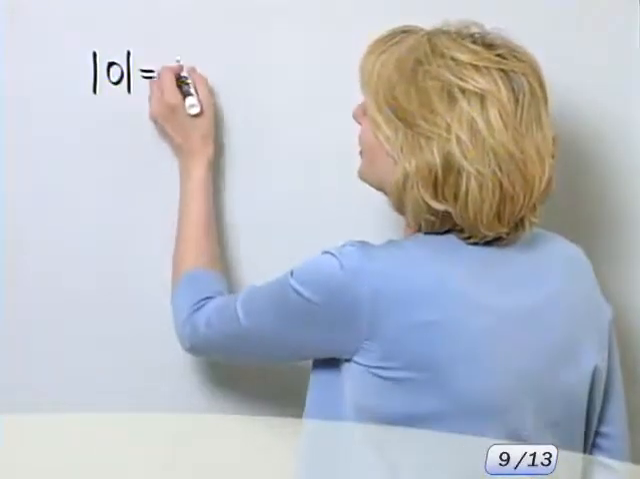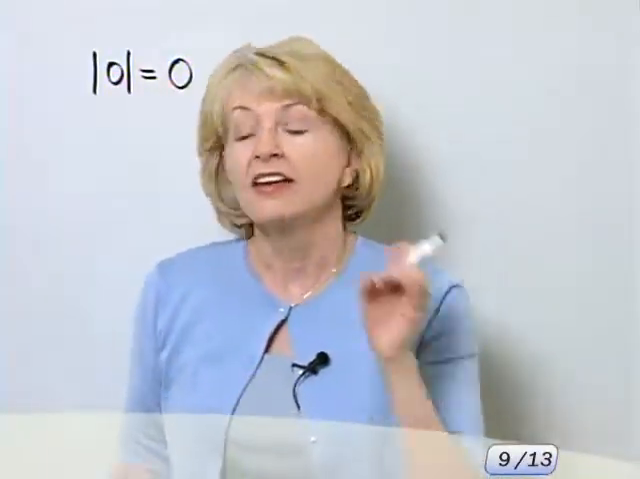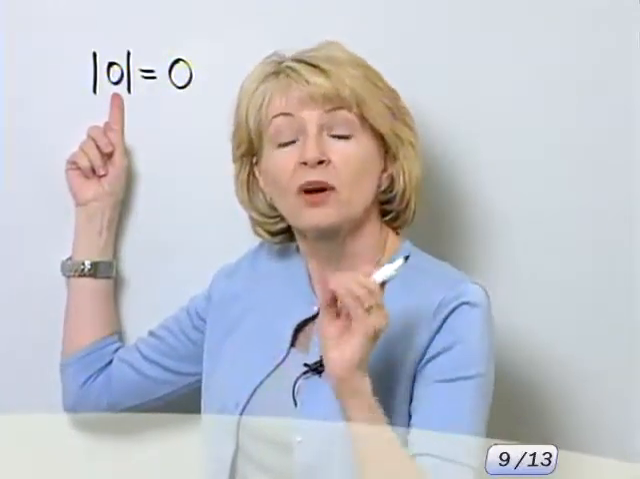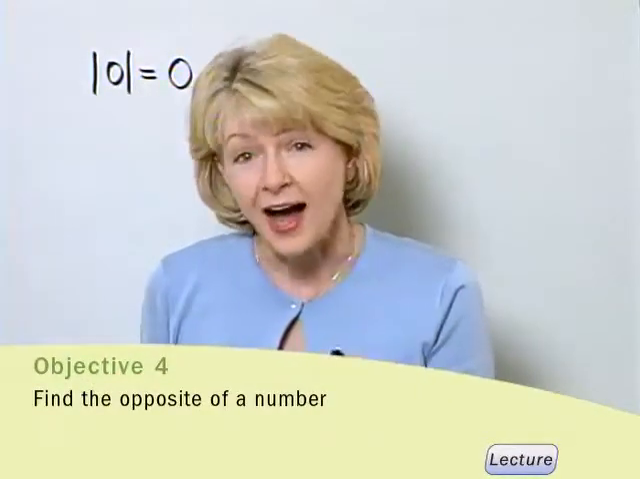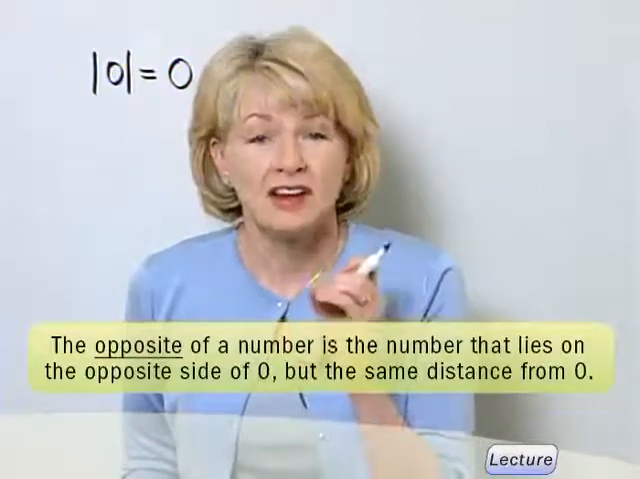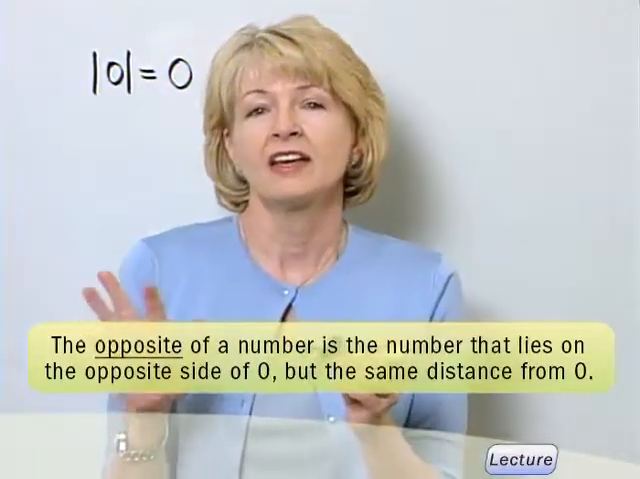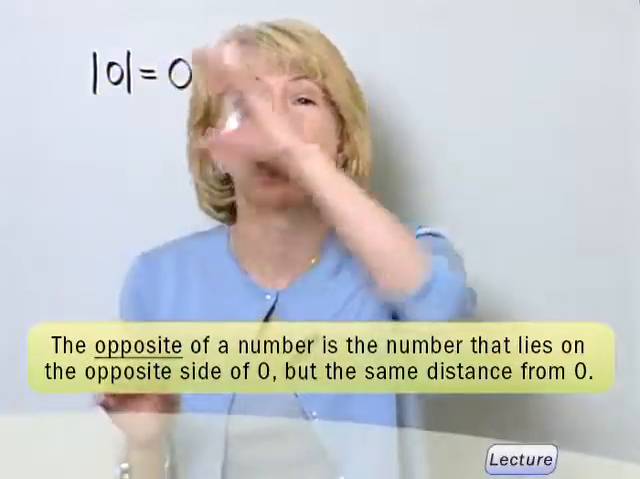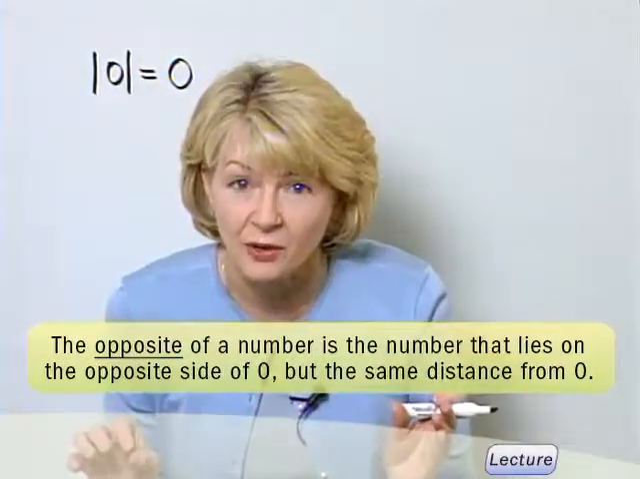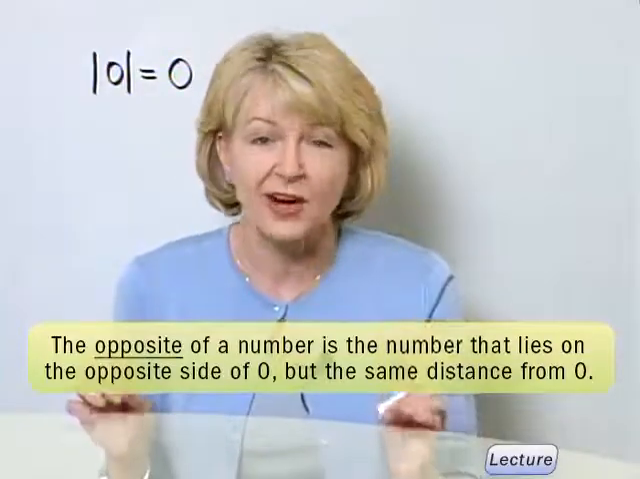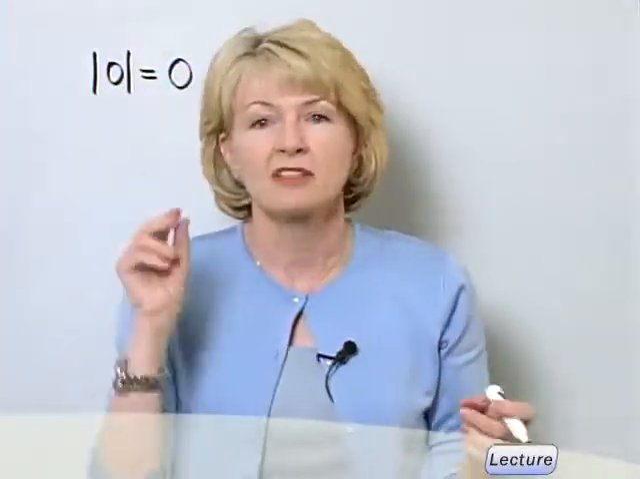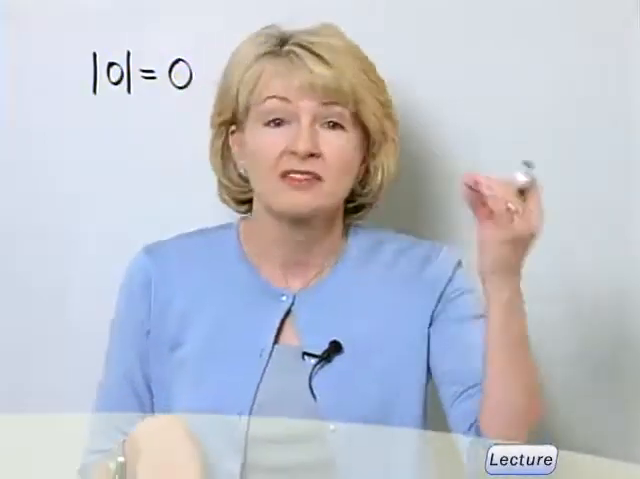It is 0, or looking formally, if this number is a positive number or 0, the absolute value is that number itself. So the absolute value of 0 is 0. Now let's talk a little bit more about opposites. The opposite of a number, if you look at its graph, is the number that lies on the opposite side of 0, but the same distance from 0. So the opposite of 2 is negative 2. The opposite of negative 5 is 5, and so on.